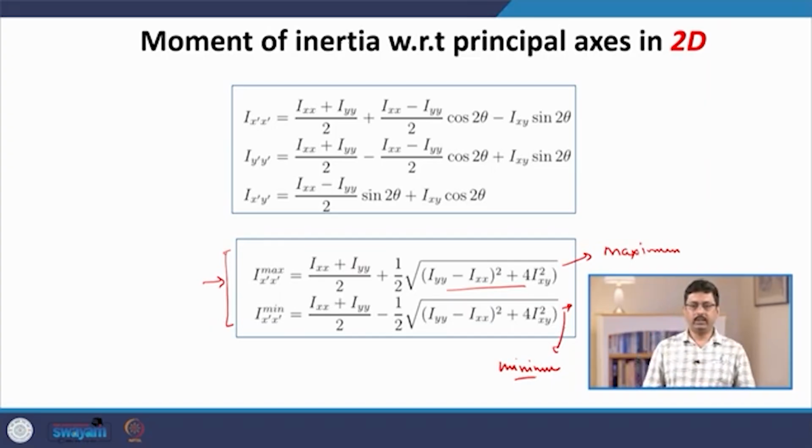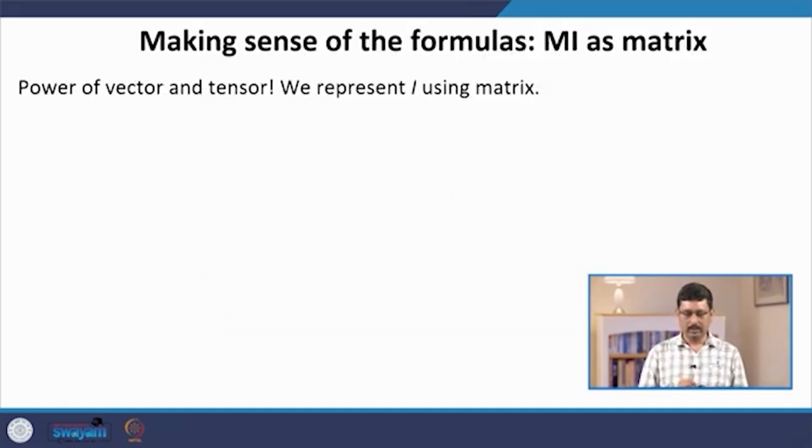So, now the question is, this is fine. We appreciate that for a given object there is always some axis of symmetry, and if you want to calculate the moments of inertia about that particular axis, we have this particular complicated set of formula. But another beautiful thing is that you do not have to remember this complicated set of formula. You have to remember just one rule, and this is the following.